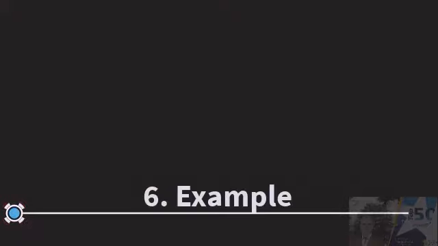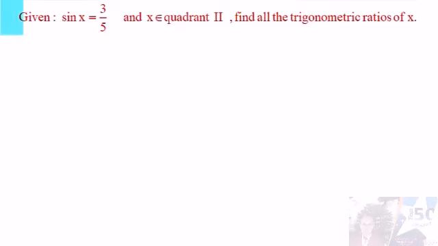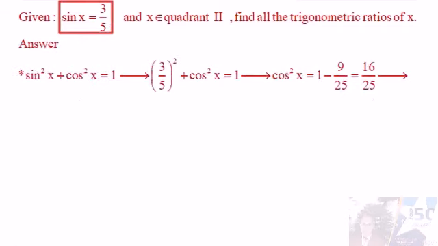Let's take an example. Given sine x equals 3 over 5 and x belongs to quadrant 2, find all the trigonometric lines of the angle x. To solve this question, let's note that sine x is given, then if we use the formula sine squared x plus cosine squared x equals 1, we would be able to solve for cosine x.